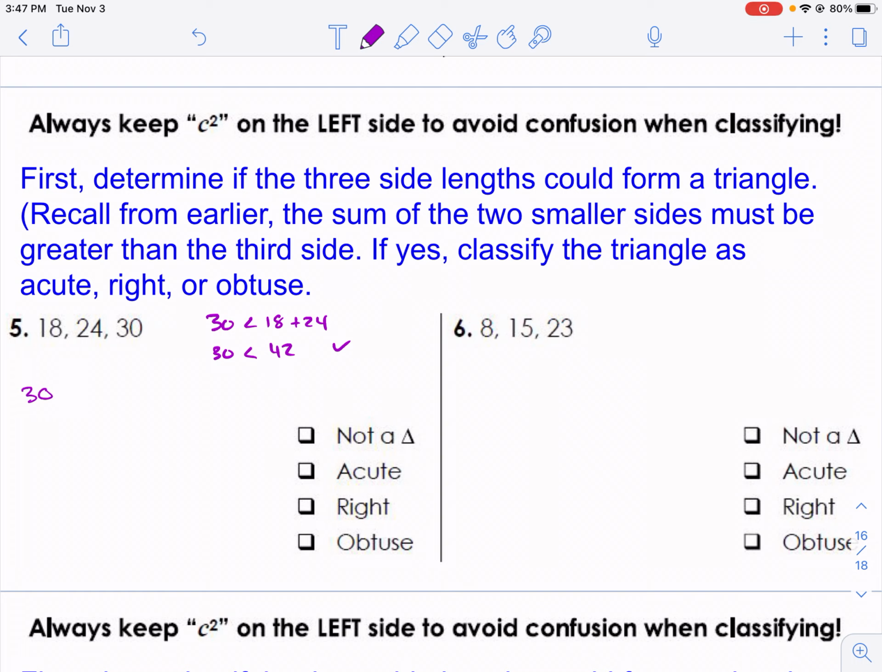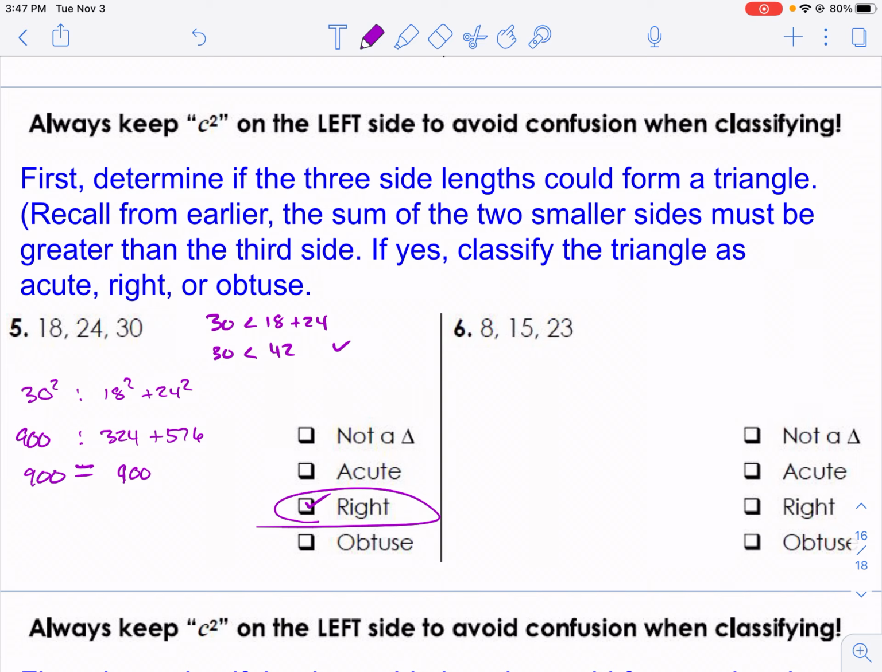So now we're going to take 30 squared and see how it compares to 18 squared plus 24 squared. Remember, c is always the biggest. It's always the one by itself. So as we square these values, we get 900. We have 18, that's going to be 324. 24 is going to be 576. Add them together, we get 900 equal to 900, which means that this is a right triangle. So our answer is a right triangle.